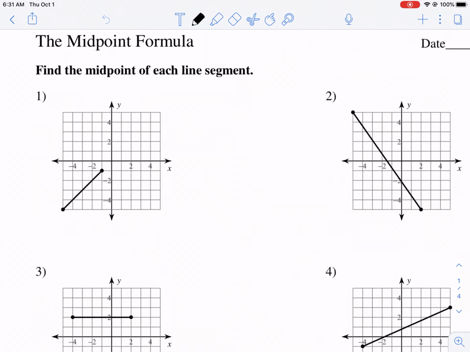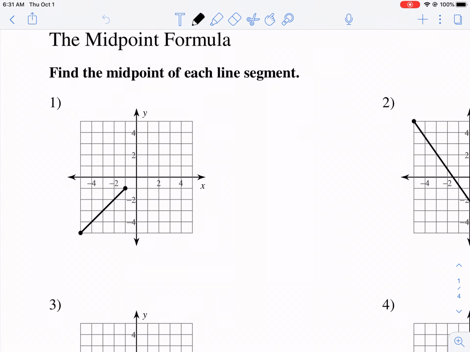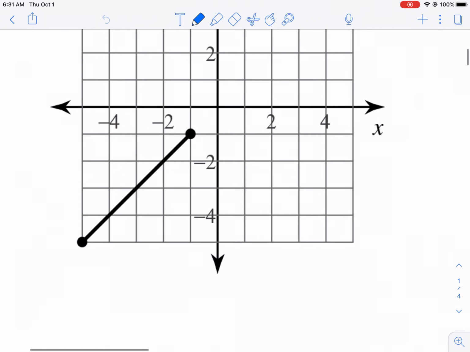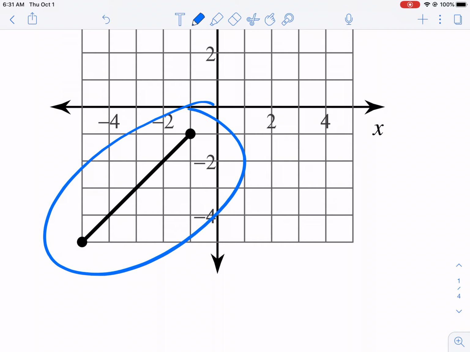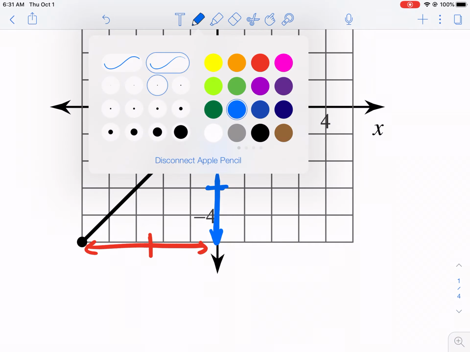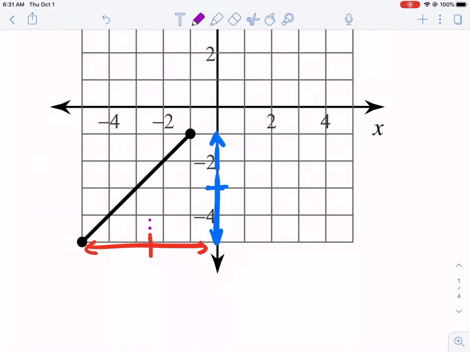The first question says, find the midpoint of each line segment. Here's what we're doing. If we're talking about a midpoint, it's kind of tough when it's on a diagonal like this. So essentially, the practice is, if we can find the vertical midpoint and we can find the horizontal midpoint, somewhere in here where they connect is going to be the midpoint of this line. Now, why do we do it this way?